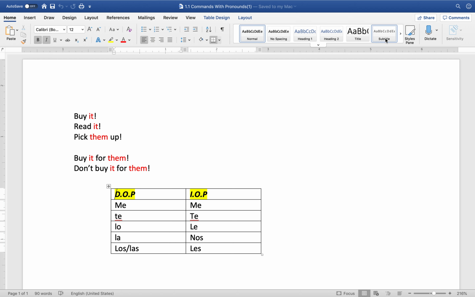For example, in English, we're cooking and I'm missing the milk, and I say, hey, go and buy it. You know that it is the milk, all right? So could you please go to the supermarket and buy it? Or like this one, buy it.